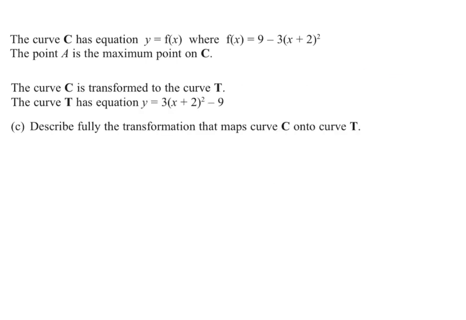Finally, we have the curve C, so it's back to the original curve again, transformed to T, such that the equation for T is 3 bracket x plus 2 squared minus 9. It's very similar to this, but if you look at it carefully, it's the negative of it. Because if we take our f of x and put negative f of x, we would have negative 9 plus 3 bracket x plus 2 squared, which is the same as 3 bracket x plus 2 squared minus 9. So we have negative f of x.